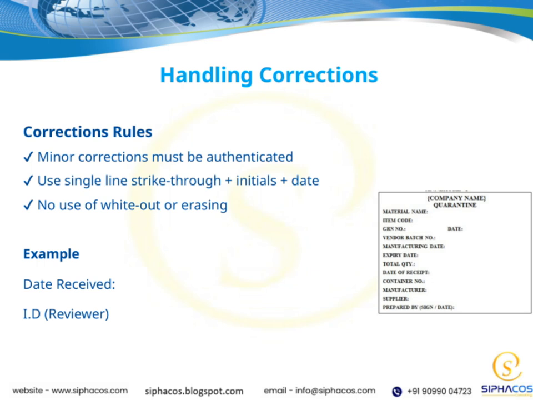It's essential to avoid using whiteout or erasing, as those methods can make the document look messy and less trustworthy. For example, if you receive a document and need to make a correction, you'd strike through the incorrect part, initial it, and write the date. This process helps maintain the integrity of the document and ensures transparency. Remember, these rules are in place to keep our documentation accurate and professional, which is crucial in maintaining trust and clarity across all our communications.